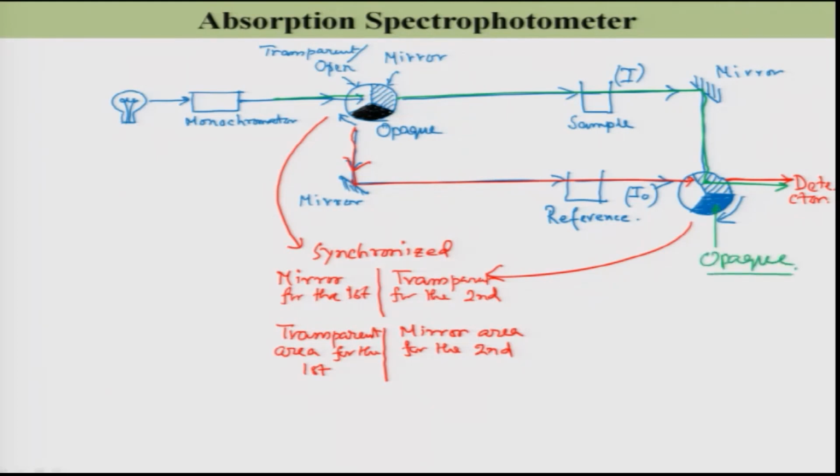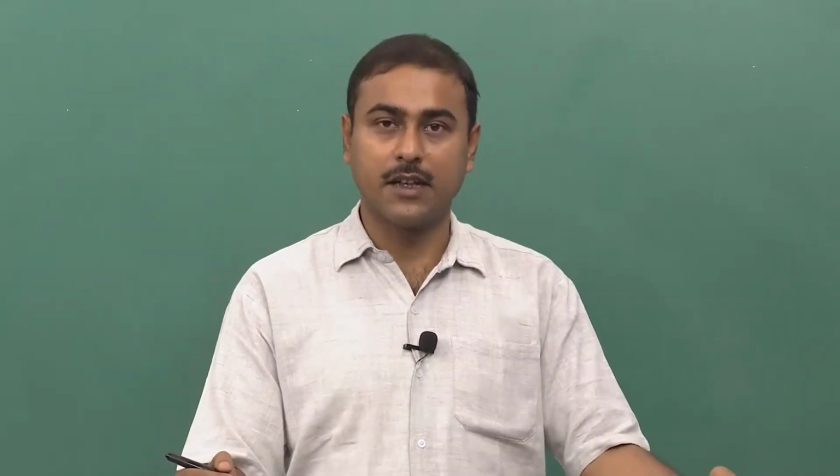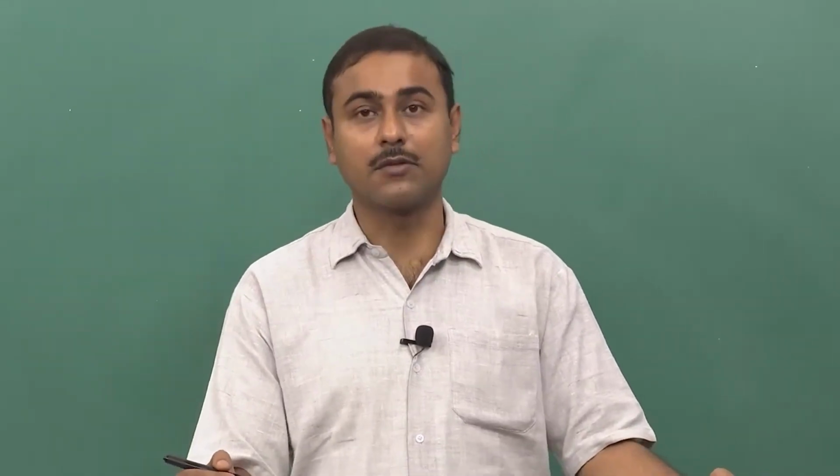So, this opaque region is also an important part, and with this we can actually minimize the error in the measurement of I and I0, because with this we can eliminate the dark count of the detector.